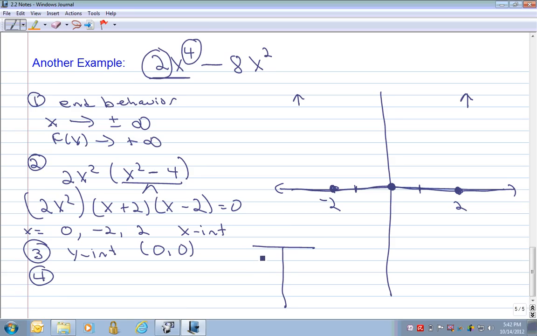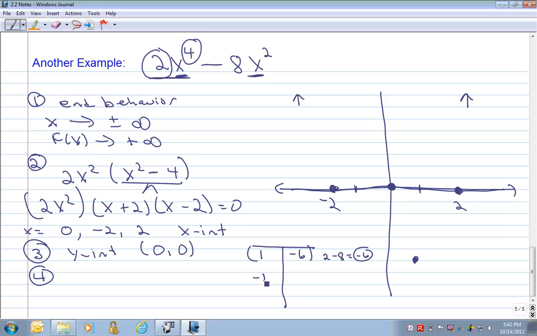So if I plot 1, then I would plug a 1 in up here for this x, and I would have 1 to the 4th power is 1 times 2 would be 2. I'm just going to do that off to the side here. And I'd plug a 1 in for here. 1 squared is 1, and 1 times 8 is 8, so I'd have 2 minus 8, which would give me negative 6. So I have the ordered pair 1, negative 6. 1, 2, 3, 4, 5, 6. So I have that ordered pair.